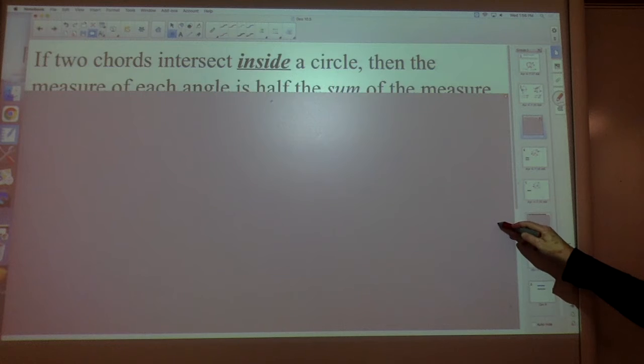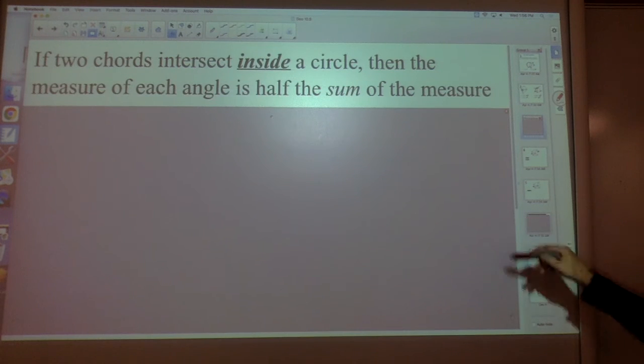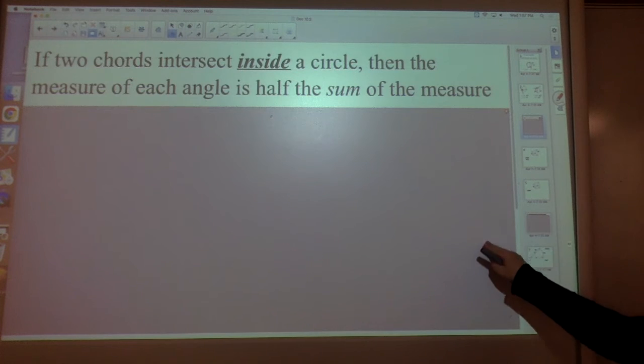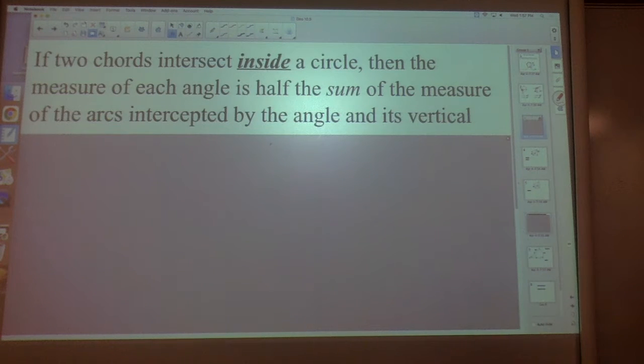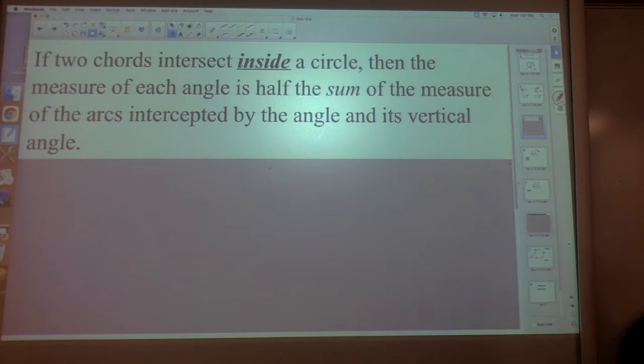Next one. If two chords intersect inside a circle, then the measure of each angle is half the sum of the measure of the arcs intercepted by the angle and its vertical angle. Holy cow. Maybe pause it and write this down and then listen to me read it and we'll try to see if it makes sense. Or look at a picture. Sometimes a picture helps. So pause it and write it down.